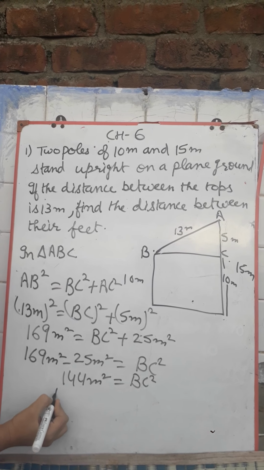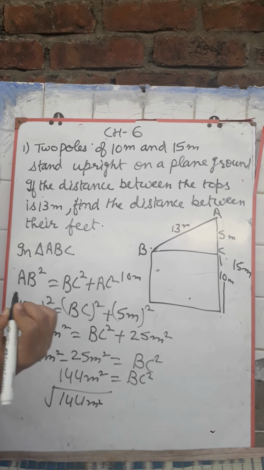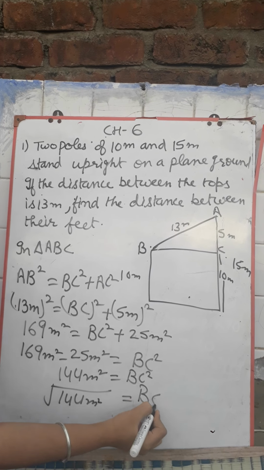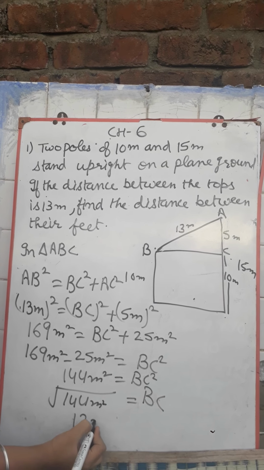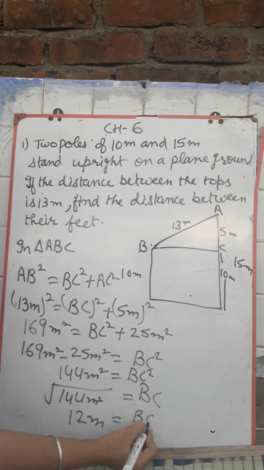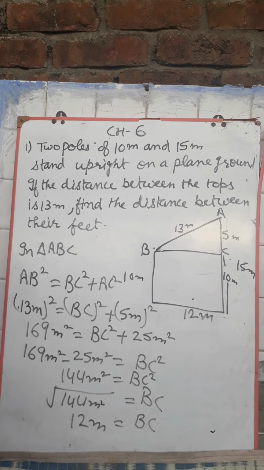Now we have to find square root of 144 meter square equal to BC. 12 into 12 is 144. So 12 meter is BC. So distance between their feet is 12 meter.